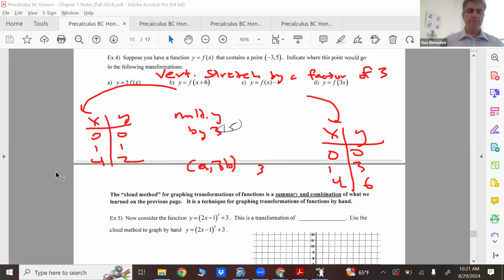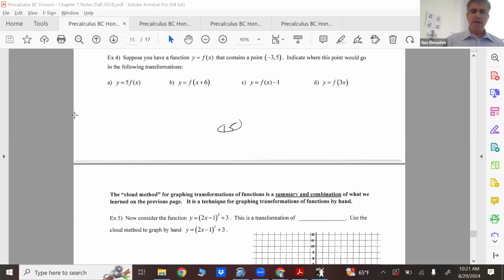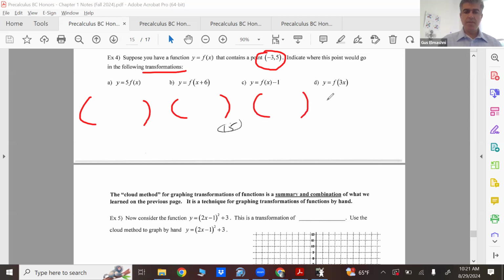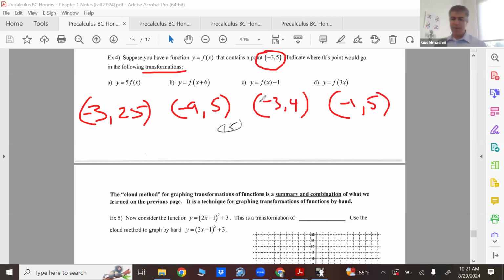Okay, example 4. These should be pretty easy. This is the point we're considering. We're transforming it. Transform means a change. All right. So what am I changing for part A? Negative 3 comma what? Perfect. Part B. Yeah, because you take away 6, right? Part C. And part D. Wow, you guys are awesome. Good. I'll tell Mr. Ban, he'll be very happy you got that.